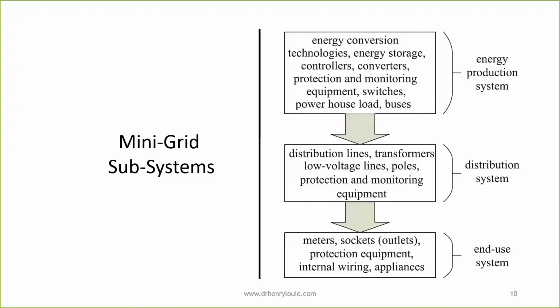The distribution systems for mini-grids look very similar to what you might encounter in Western countries. There's going to be distribution lines, perhaps transformers and other components like that. And the end-use systems are going to be fairly similar. I think the meters are going to be a bit different, but we're going to focus today on parts of the energy production system.